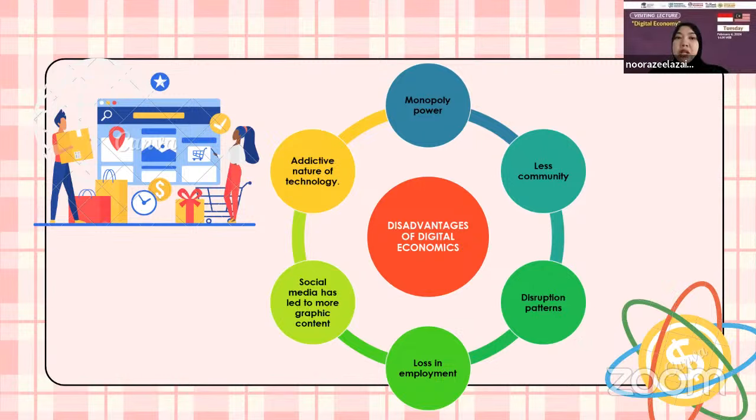Okay, the last one is the social media and graphic content. Social media platforms can facilitate the spread of graphic content, including violent or inappropriate material which may be harmful to users, particularly children and vulnerable individuals. So this exposure to graphic content can have negative psychological effects, okay, and contribute to societal issues and cyberbullying and online harassment.